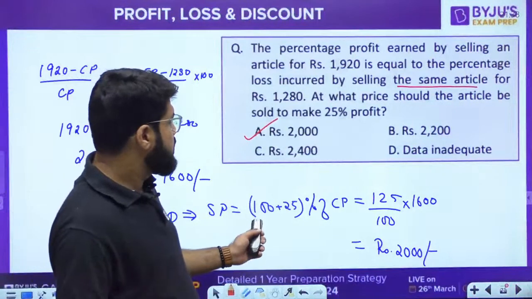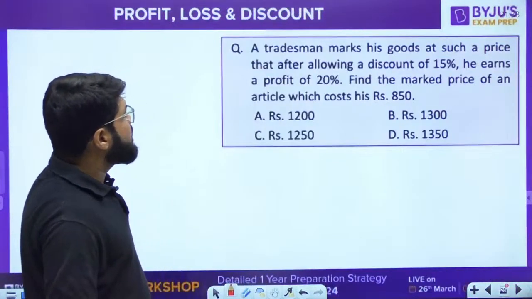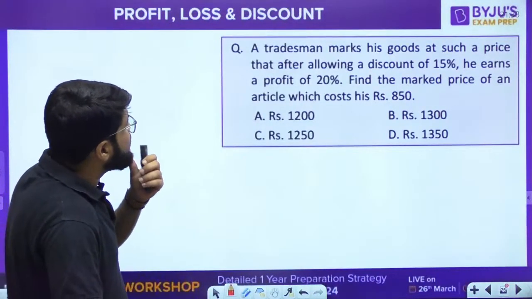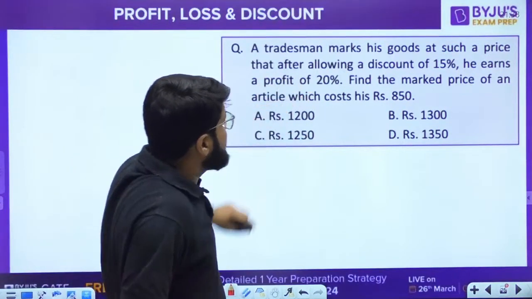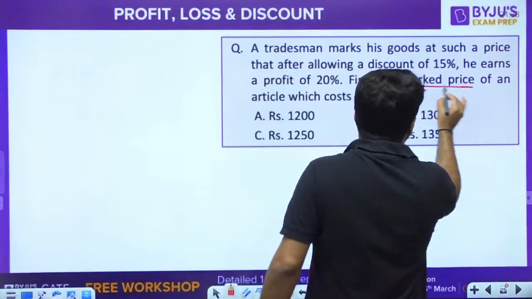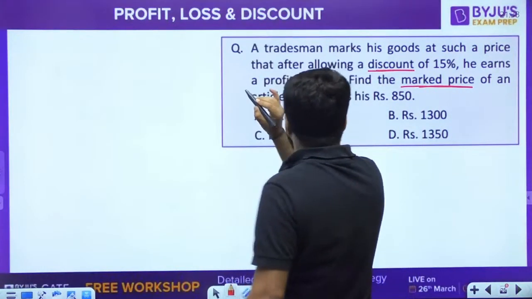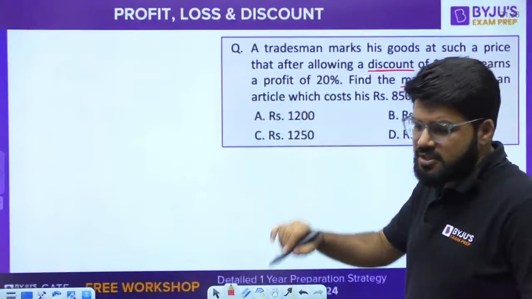Next question here. A tradesman marks his goods at such a price that after allowing a discount of 15%, he earns a profit of 20%. What is the marked price? Now coming to the next important questions, that is with respect to marked price, discount, selling price, cost price.